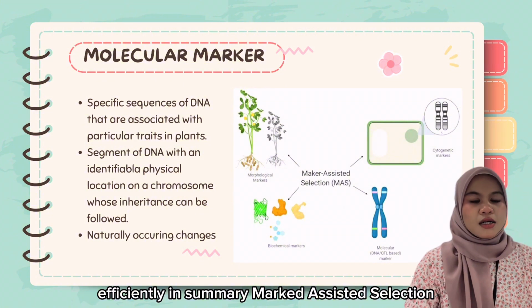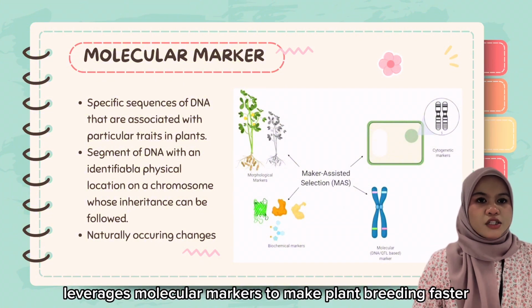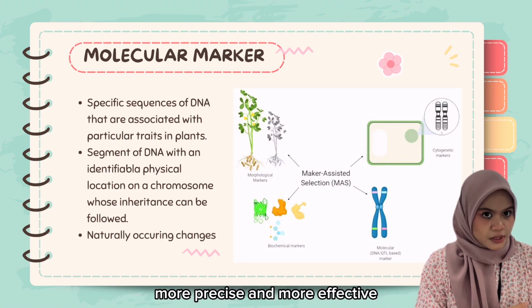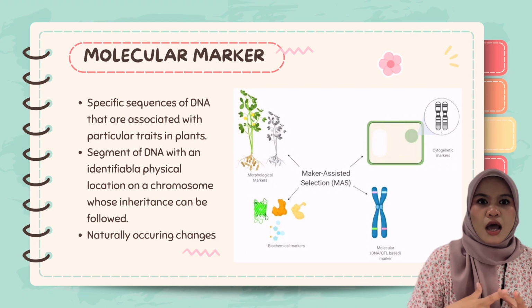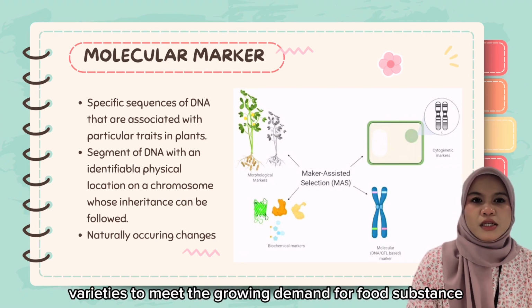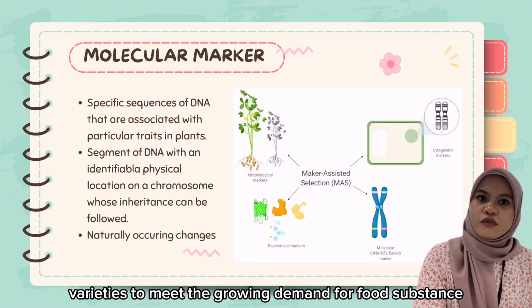In summary, marker-assisted selection leverages molecular markers to make plant breeding faster, more precise, and more effective, ensuring we can develop better crop varieties to meet the growing demand for food sustainability.